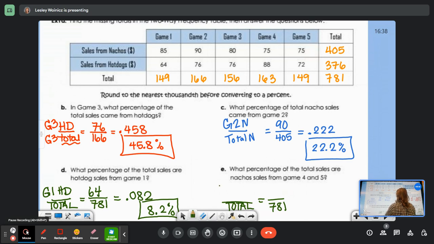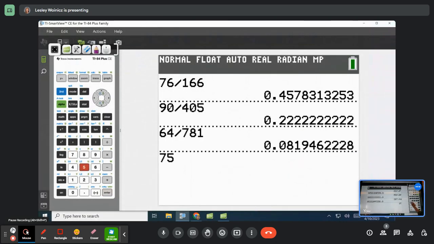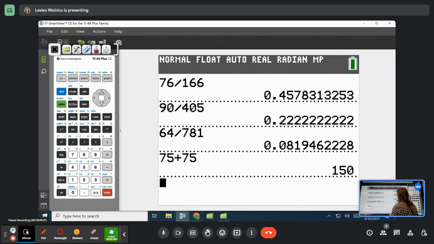So this is game 4 and 5 nachos. So I'm getting 130. But I'll check it on the calculator before I do it. 75 plus 75. 150. Okay, that's why we check our work, guys.